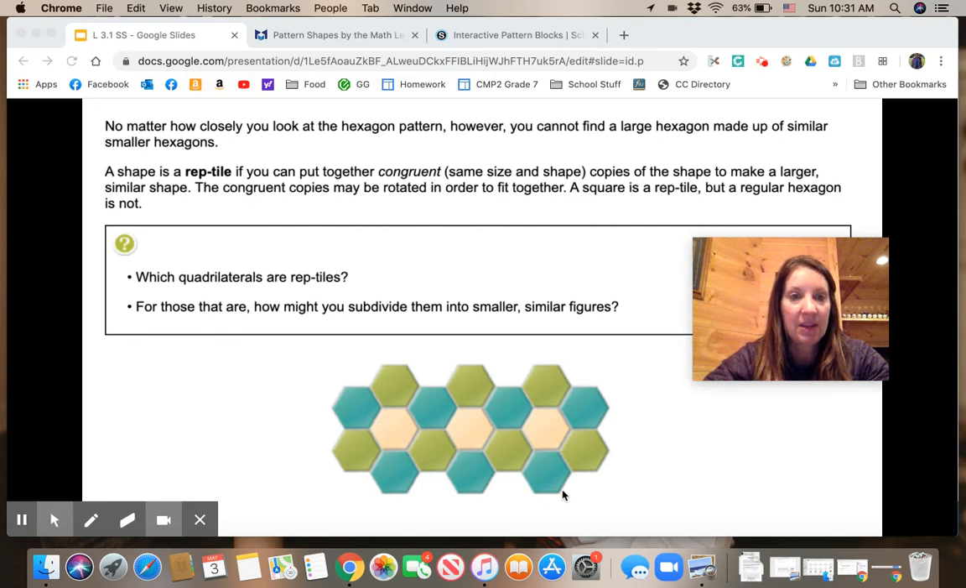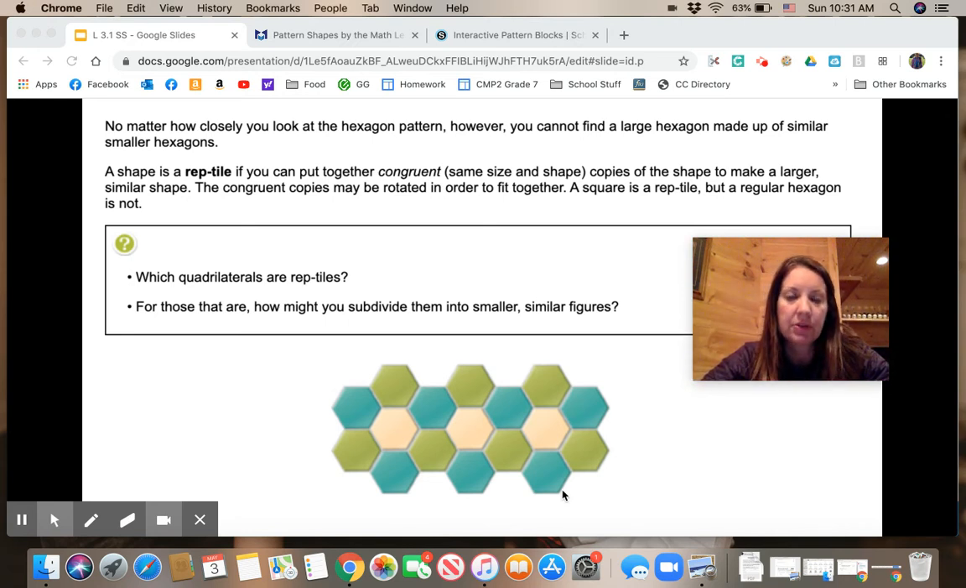A shape is a reptile if you can put together congruent, which means same size, same shape, copies of the shape to make a larger, similar shape. The congruent copies may be rotated in order to fit together. A square is a reptile, but a regular hexagon is not. So thinking of the word repeat, reptile would be if you can make it into the same, a similar shape.